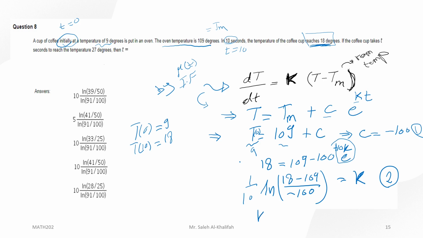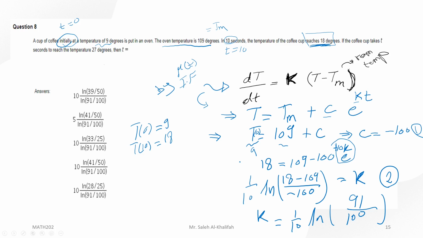طيب الآن بسط هذه. k will be what? 1 over 10 ln of كم 100 واللي فوق كم 18 ناقص 109 is minus كم راح يكون minus 91 مع الماينس اللي تحت 2 بلس 91 over 100. So this is k. So the overall equation we have, T as a function of time, equals 109 degrees plus a constant c which is minus 100 e to the power kt, which is k, 1 over 10 ln of 91 over 100 t.